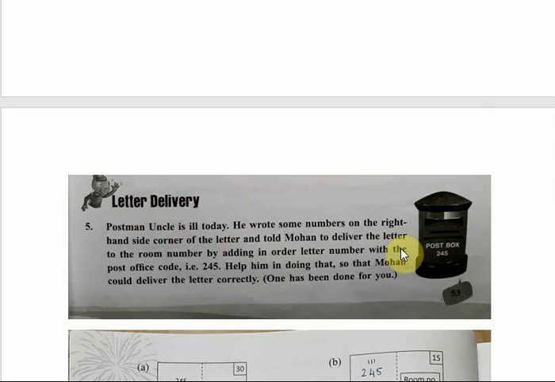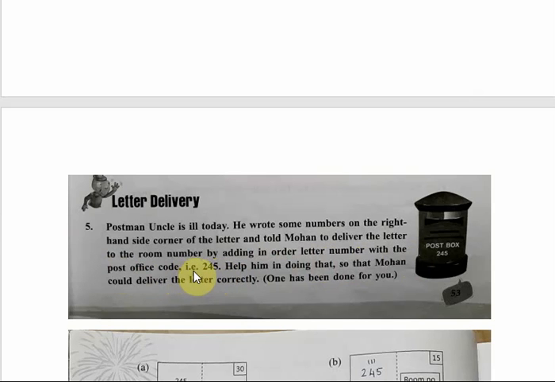Letter delivery. 5. It is question number 5 on page number 53 in your workbook. Postman uncle is ill today. He wrote some numbers on the right hand side corner of the letter and told Mohan to deliver the letter to the room number by adding in order letter number with the post office code, that is 245.